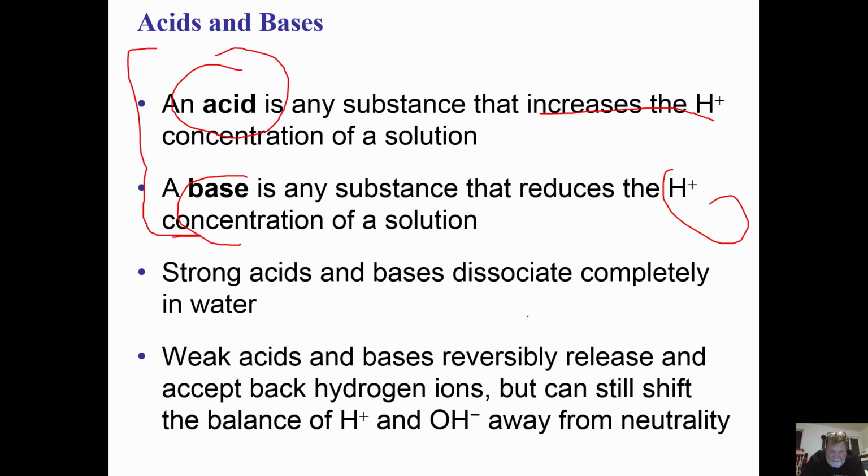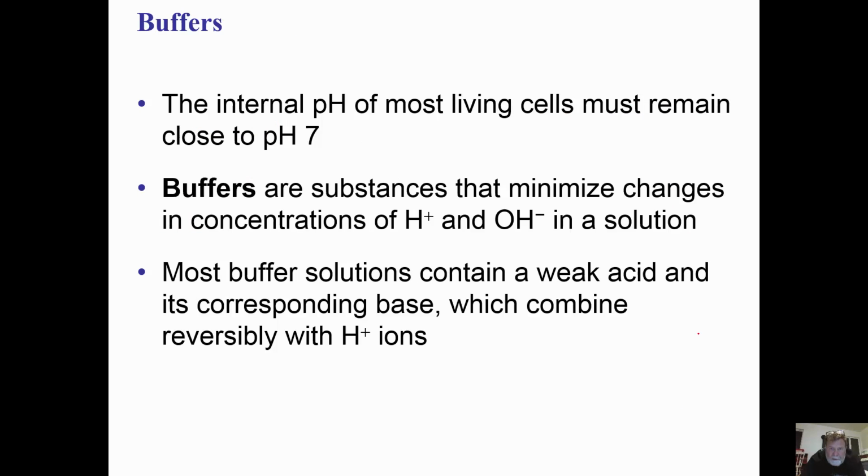Okay. Weak acids and bases reversibly release and accept hydrogen ions, but can still shift the balance of the hydrogen and hydroxyls away from neutrality. And so this is also a concept of what we call a buffer, and we'll talk about that in a little bit. The internal pH of most living cells must remain relatively close to a pH of 7. Buffers are substances that can minimize changes in concentrations of hydrogen and hydroxyl ions in a solution. That is, at a certain pH it would accept hydrogens, at a certain pH it would release hydrogen ions. Most buffering solutions contain a weak acid and a corresponding base, which combine reversibly with the H ions.